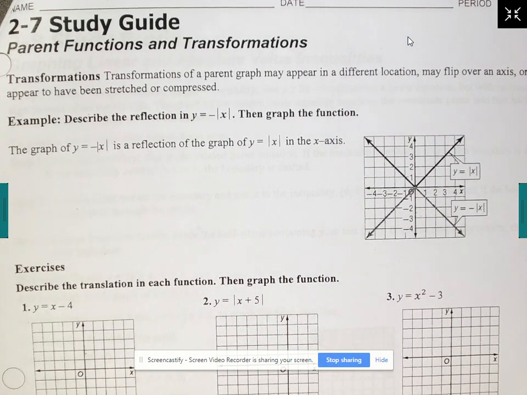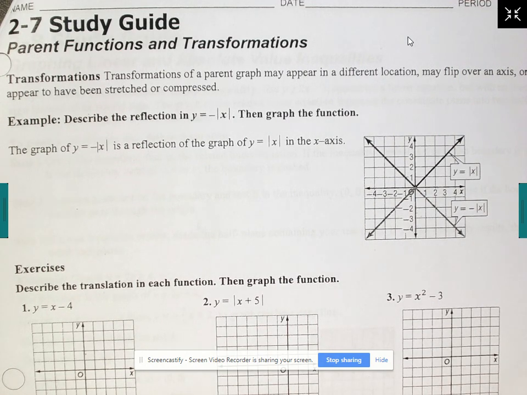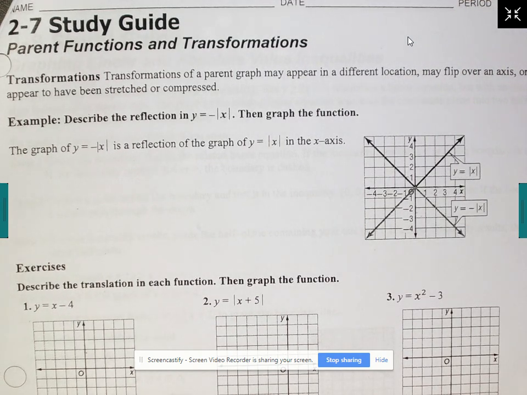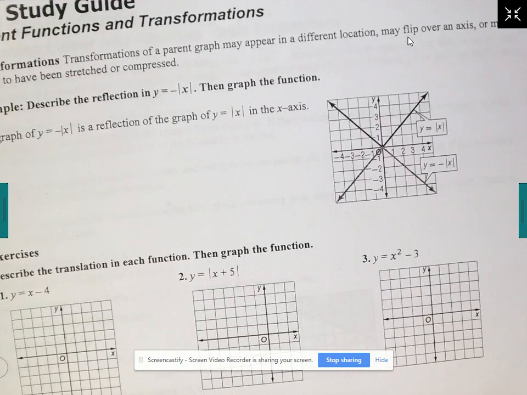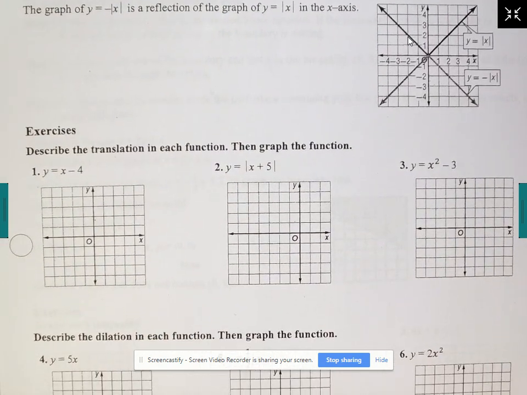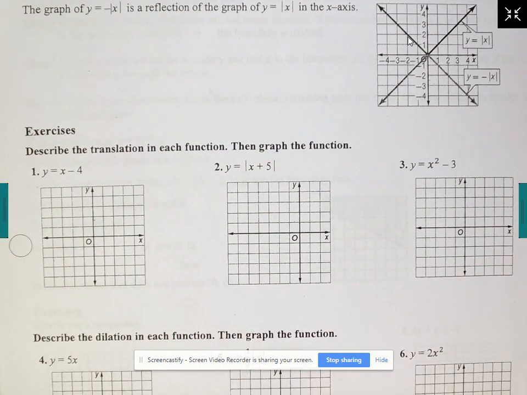Okay, so we're going to talk about parent functions transformations. Now, we have already done this once before, so I'm going to go through this pretty fast. If you have more questions about what I'm doing, please go back and watch the previous unit in which I cover every single one of these parent functions. Okay, so on the first few examples, we're just talking about describing the translation and then graphing the function.